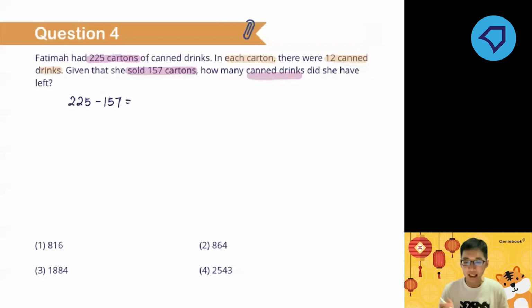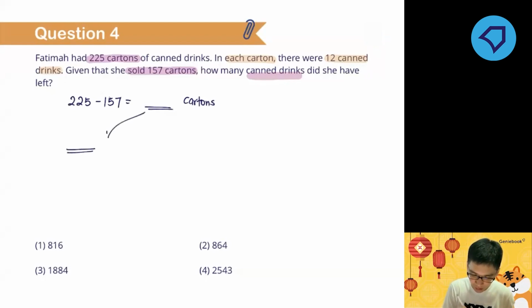Then after I know how many cartons were left, I multiply by the number of canned drinks in those cartons. Yes, right? So take that number of cartons, multiply by 12 cans in each carton. This will give me the final answer. This will be easier.